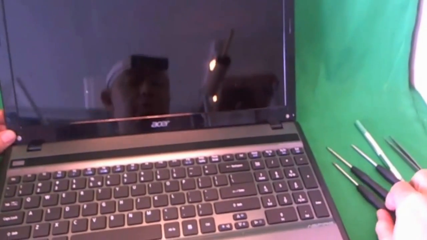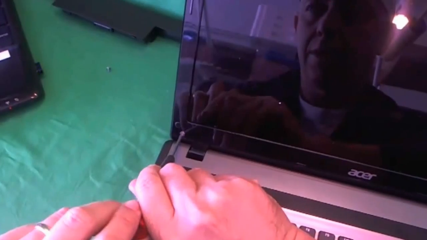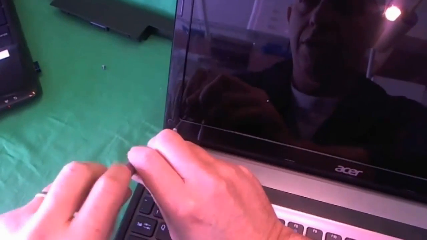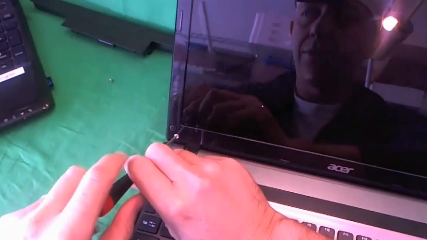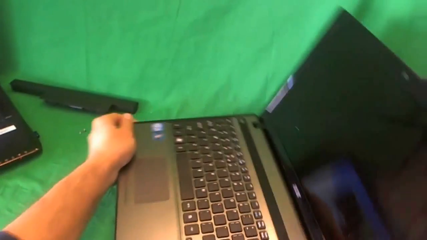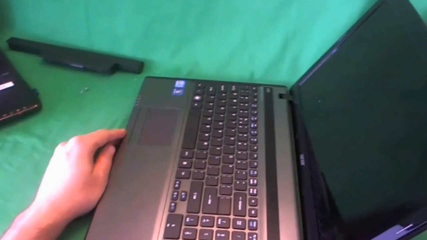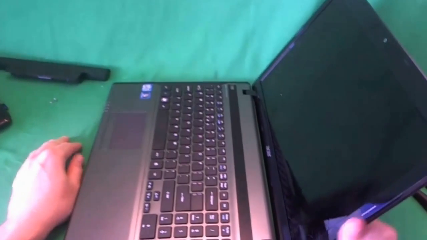Okay. Next, what we want to do is remove the two screws at the bottom, and we use our PH1 screwdriver. One. And two. What I like to do with each set of screws is put them in separate piles and put the piles in the order in which I remove the screws. That way it's easier to keep track of all the screws when you're assembling the laptop again.